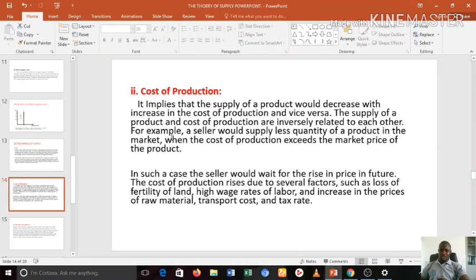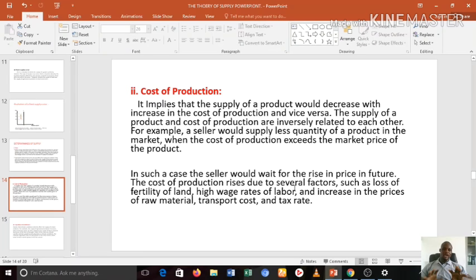Okay, let's just read this note we have here. It implies that the supply of a product will decrease with increase in the cost of production and vice versa. The supply of a product and cost of production are inversely related to each other. For example, a seller will supply less quantity of a product in the market when the cost of production exceeds the market price of the product. In such a case, the seller will wait for a rise in the price in future. The cost of production rises due to several. In fact, we are going to go through the notes.